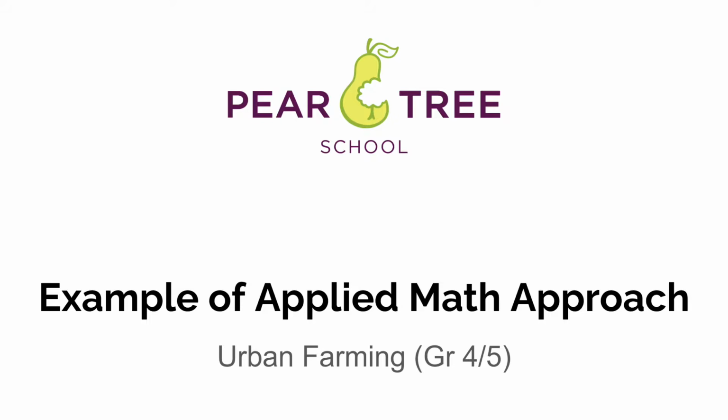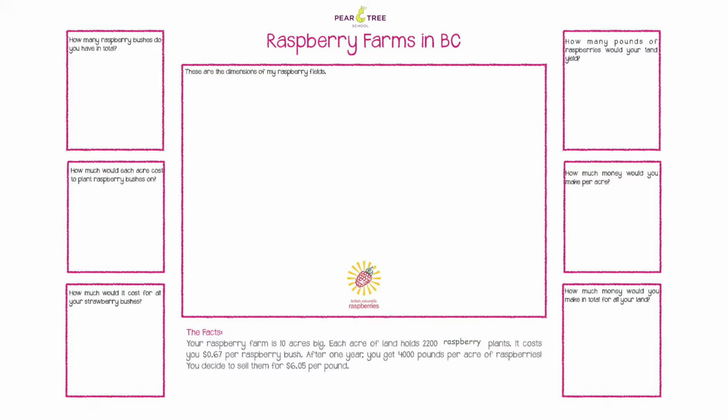And I think you'll see that even if your kid can do multiplication, they will not be able to do what I'm about to show you. So let's get started. This is going to be an example from our urban farming theme, which we're teaching at the very moment I'm recording this video for a grade 4-5 class. They've been learning about different types of farming, whether it's agricultural farming, livestock farming, and basically different types of farming.